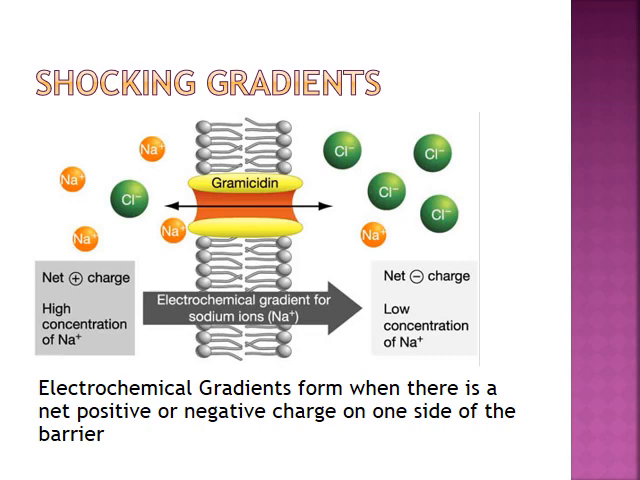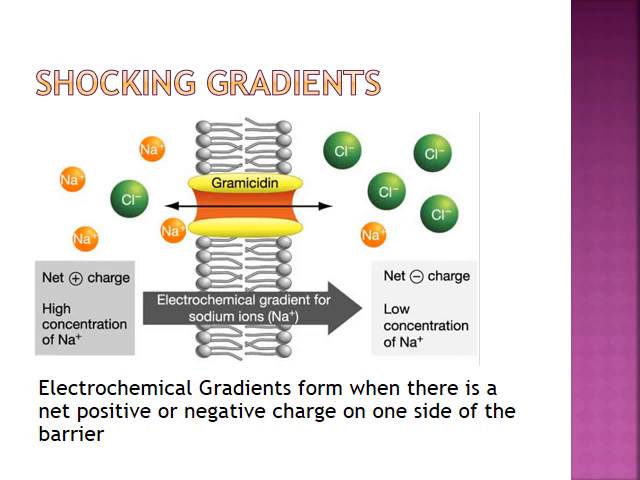But it's not just the amount of solute that's present, it could be the charge. You'll notice here we've got an equal number of solute on either side. But on one side we have more positive charges, on the other side more negative charges. When you have a difference in charges on either side of the membrane, you've created what's called an electrochemical gradient. They want to even out.